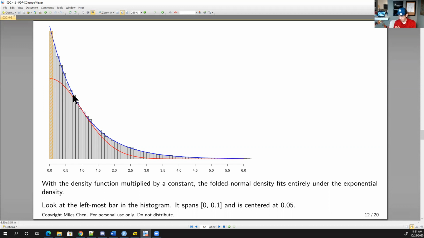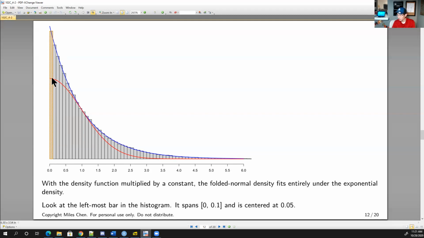You can think of this: I'm looking at this histogram here, and I'm going to take this first slice, this first little interval, which goes from 0 to 0.1. I had R draw a whole bunch of little breaks here. Because values are being proposed from the exponential distribution, this bar is as tall as the exponential distribution, and that's way too many compared to the folded normal.